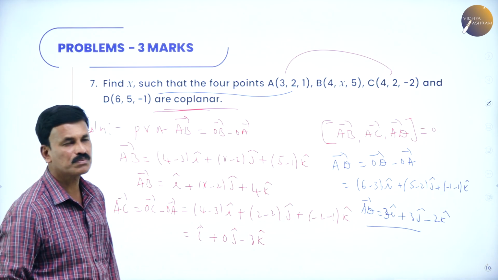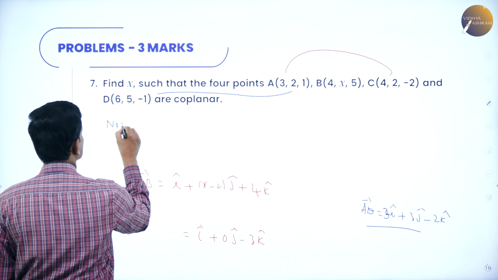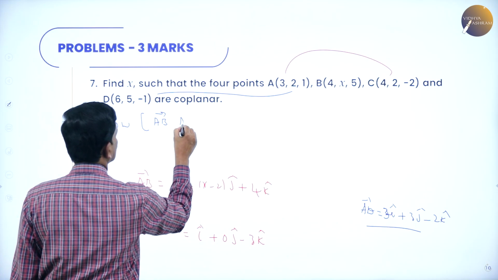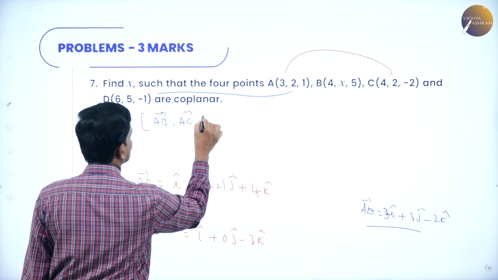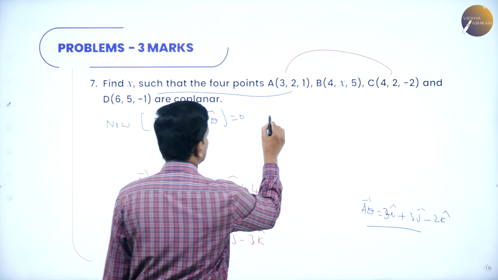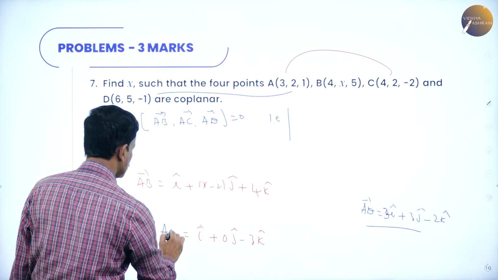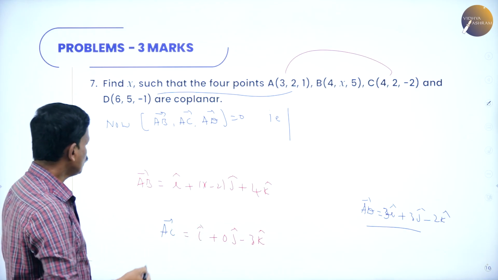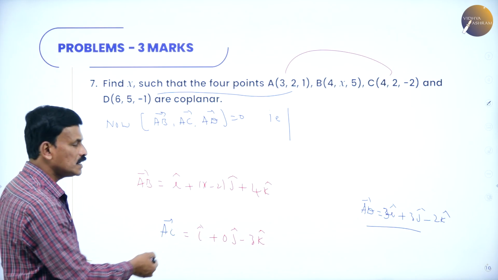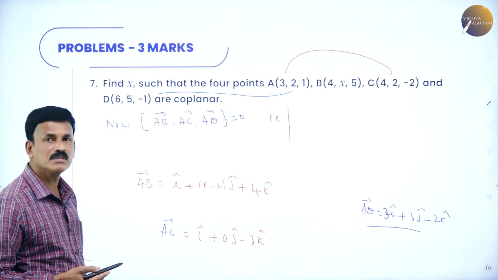Now find out the box product. Now the box product of vectors AB, AC, AD is equal to 0. That is box here: AB, AC and AD. What is AB? I plus x minus 2j cap plus 4k cap. AC is I plus 0j minus 3k cap, and AD is equal to 3I plus 3j minus 2k.